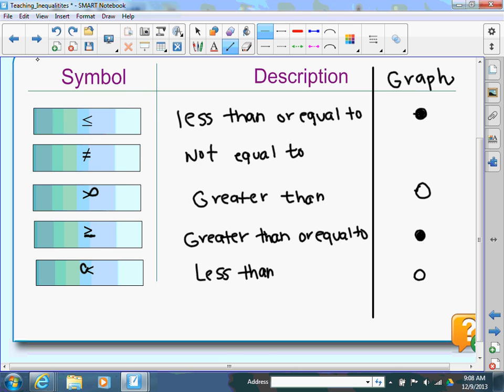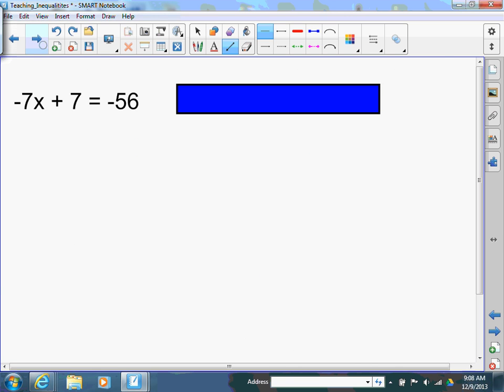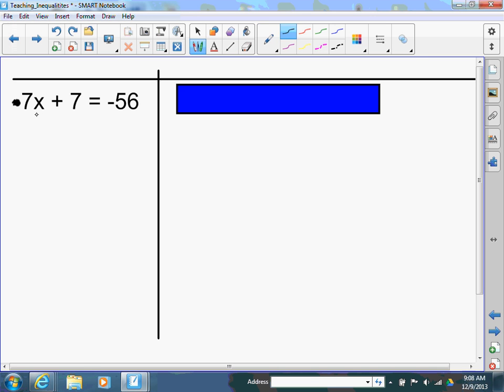All right, are we good? Yes? Any questions? Okay, so now let's go back to solving some. All right, let's solve another one. So, on your paper, underneath the equation side, you're going to write 7x plus 7 is equal to negative 56. That's underneath the equation side.